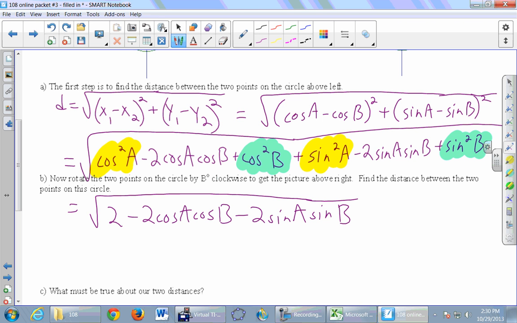Okay, so there isn't really much further we can go with that. You could factor out the 2 if you wanted to. I think we'll do that at the end. But anyway, that's the distance between the 2 points in the picture at the top left.